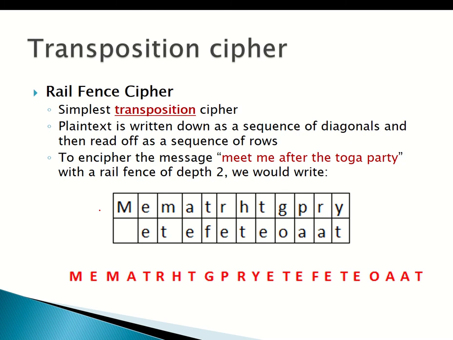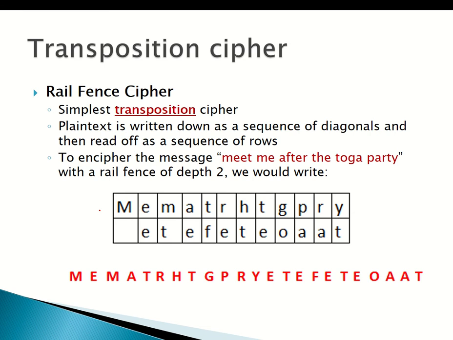Let's continue our second lesson on classical cryptography. Today we'll explain the transposition cipher and go through two samples of it. The first one is called the Rail Fence Cipher. It's a very simple transposition cipher.